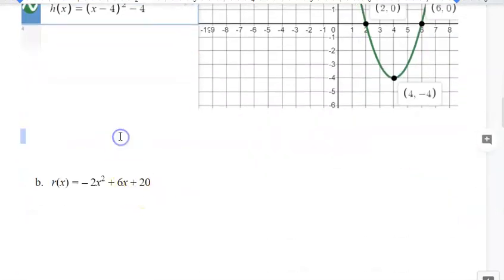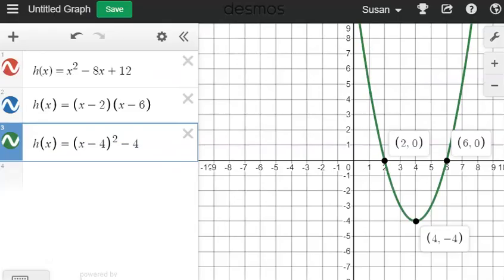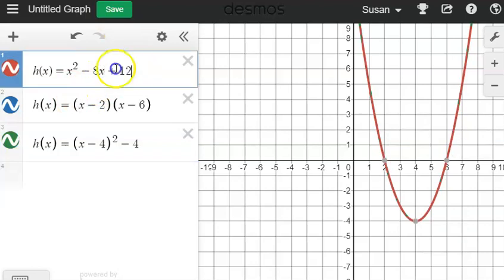Now this time we do have a value in front of our x squared term other than 1. So this a value is negative 2. So that's going to make a big change in our graph. So I'm going to go here and highlight this. Of course, you can just type these in manually. If you can't highlight and cut and paste, cutting and pasting is always good. I'm going to paste it right here.